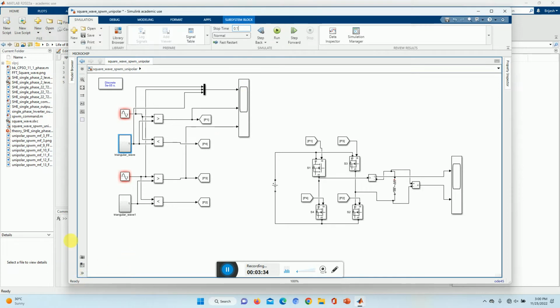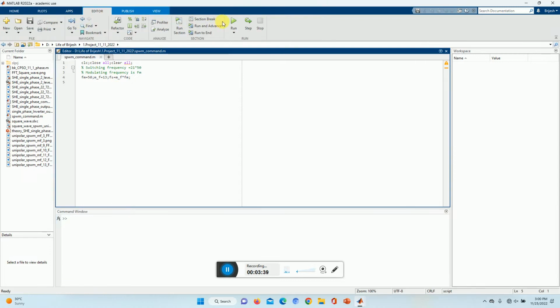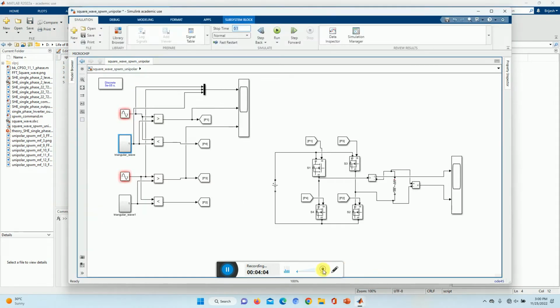But before that, we have to run this program. This is a program where the variables are defined, like the frequency is 50 Hertz and the modulating frequency ratio is 13. It is very difficult to understand directly from that, so let us say 5, which is not practically used, but let us say 5. And the switching frequency is 5 times the fundamental frequency. Now we have done it, and here we are going to run this simulation.